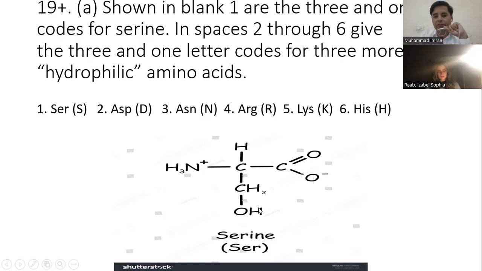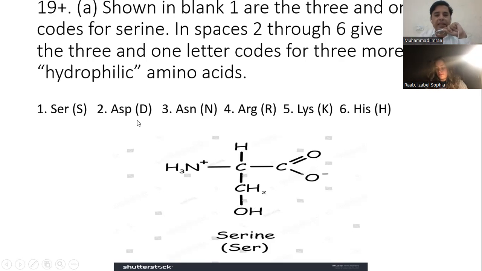So serine contains a hydroxyl group. Serine is very important. Why? Because it helps in hydrogen bonding, and it also helps in enzyme regulation during phosphorylation and dephosphorylation. Serine and threonine amino acids have a hydroxyl group on their side chain. So both serine and threonine help in enzyme regulation by phosphorylation and dephosphorylation. Enzyme phosphorylation and dephosphorylation only happen on serine and threonine amino acids, which have a hydroxyl group on their side chain.